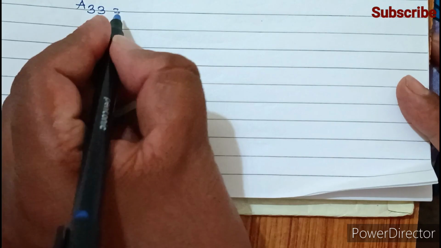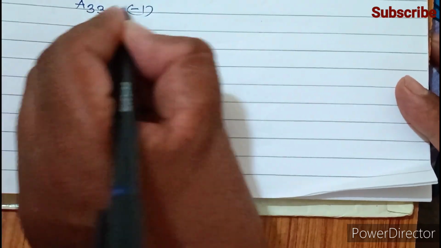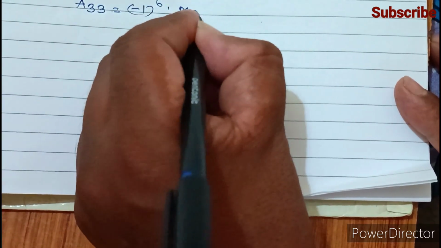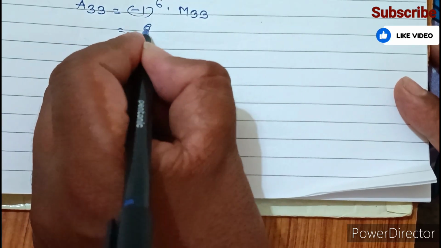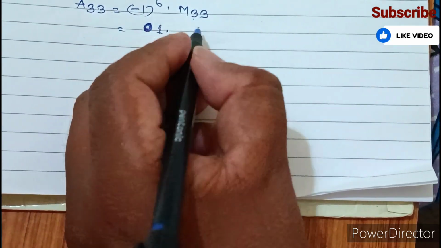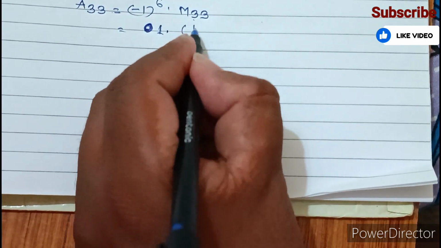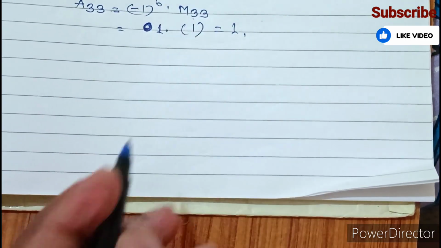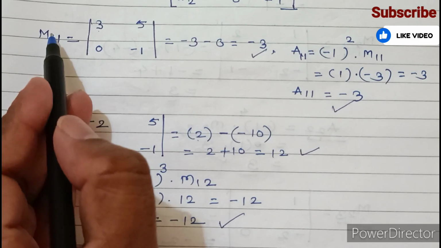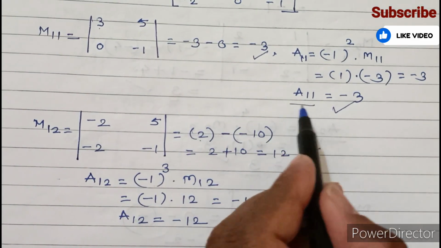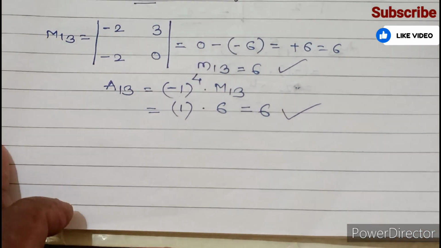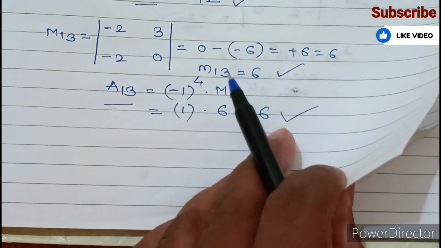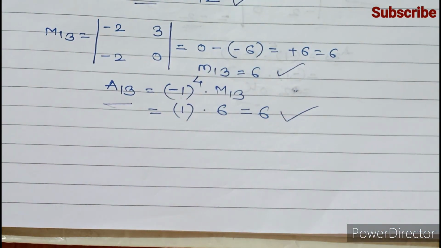Now we have to find A33, and A33 will equal minus 1 to the power 3 plus 3, 6, into minor of 33. We get minus 1 to the power 6, that is plus 1, into the minor of 33, which is 1, 1 into 1, that will be 1. We get the values here like this. In this way we have calculated the value of cofactors, that is A11, A12, A13, A14 and so on.